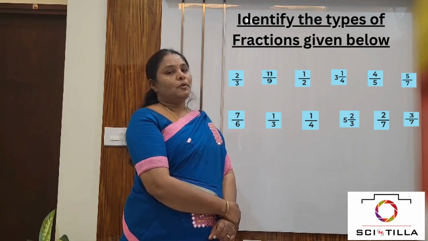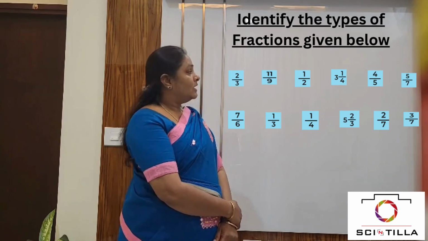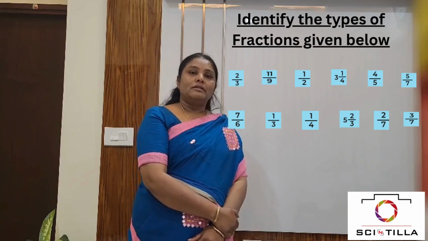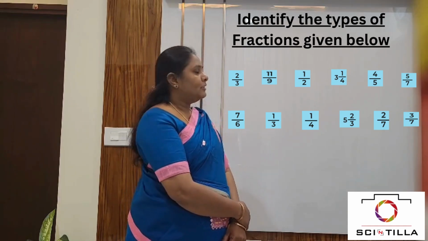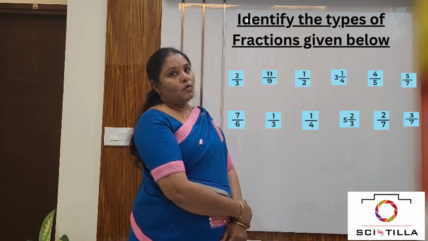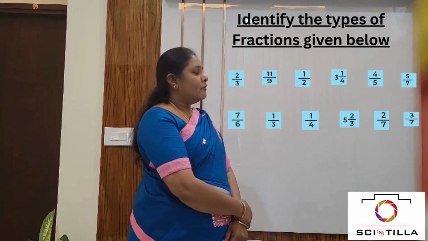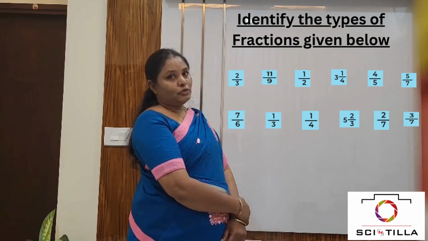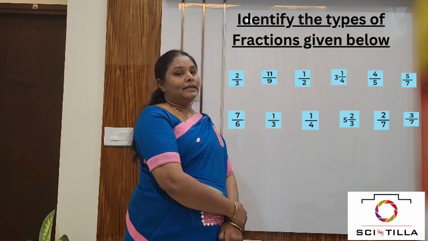So 3 is smaller than 7. Now let's go to the improper fraction. What does the improper fraction say? The numerator is equal to or greater than the denominator. For example, 2 by 2 or 5 by 3.